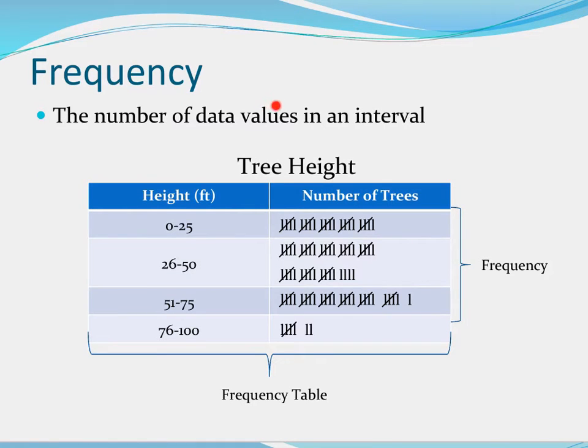Frequency is the number of data values in an interval, like how many times it occurs. So for instance, I'm talking about tree heights. This is some sort of survey somebody did. Between 0 and 25 feet, there were 5, 10, 15, 20, 25. Between 26 and 50, again, you can count 5 each here. So the frequency is how often it occurs. The whole thing together is called a frequency table. So again, intervals here, frequencies here, the whole thing is a frequency table. And you do have to label them, what each column means, and an overall label for the table itself.